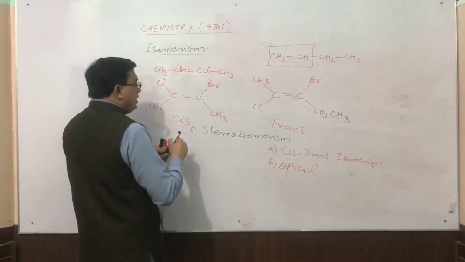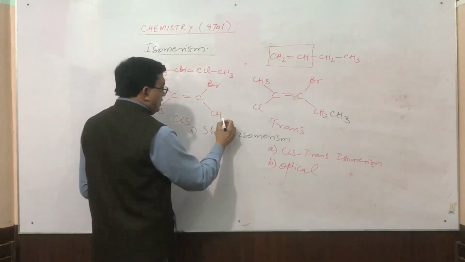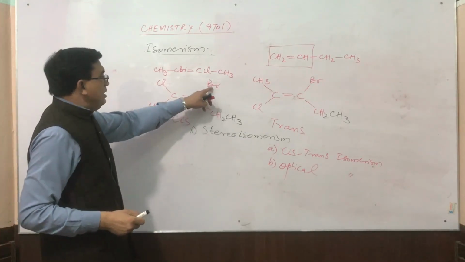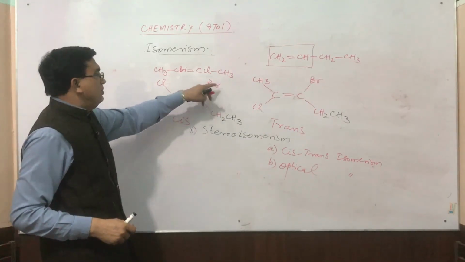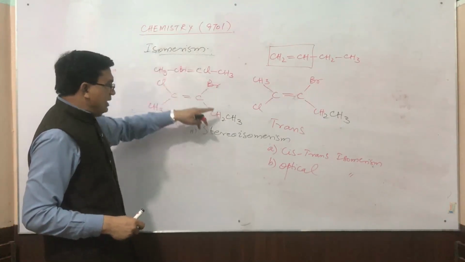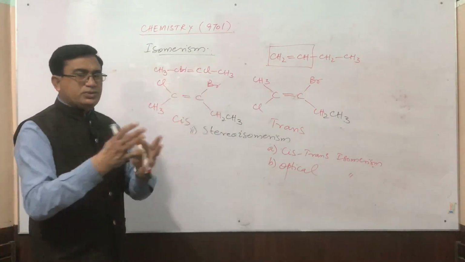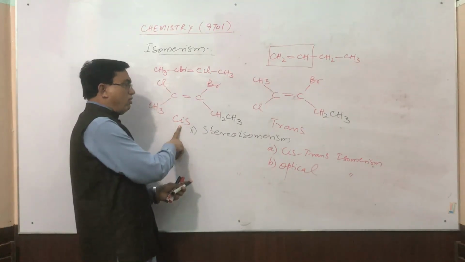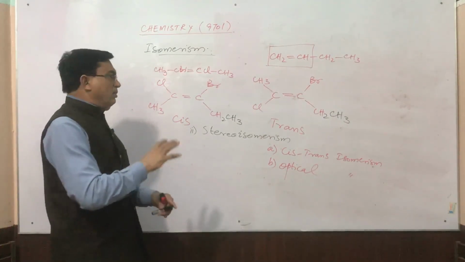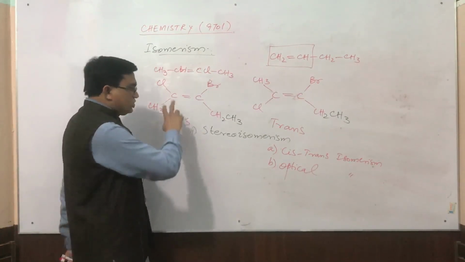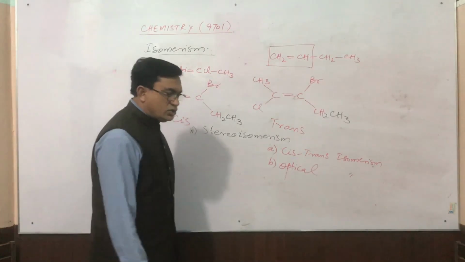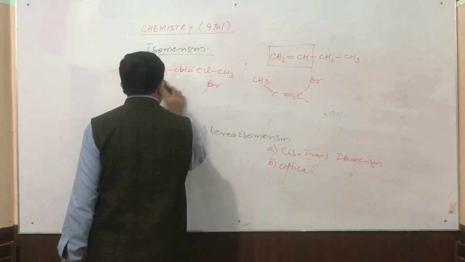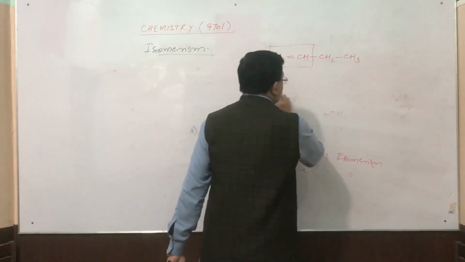And here, if I replace this with methyl, this will indicate that atoms or groups of atoms of the same nature are on one side and groups of the same nature are on the other side. These will also represent the cis form. All these are points to explain how cis-trans isomerism can be understood quite easily. Now, the next is optical isomerism.